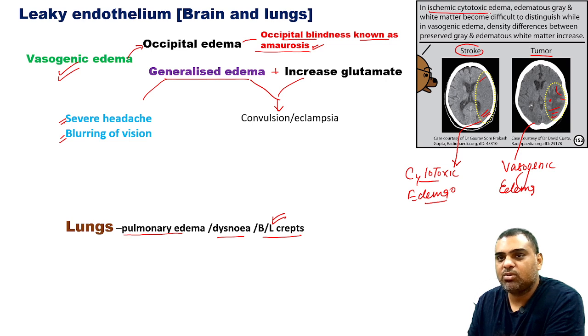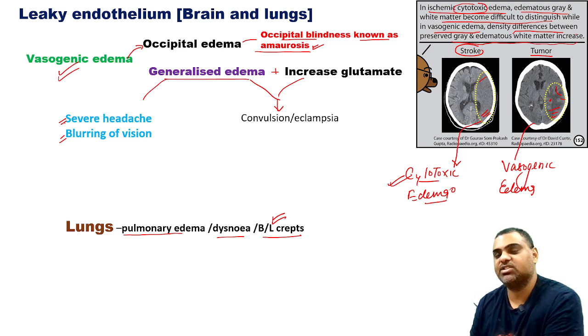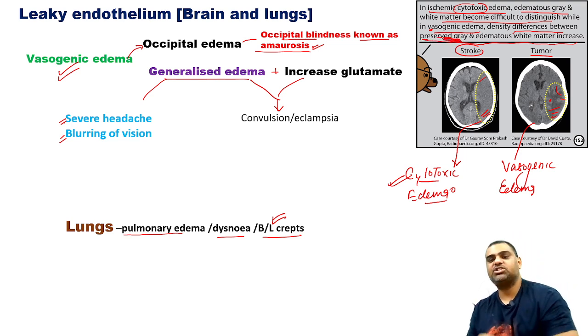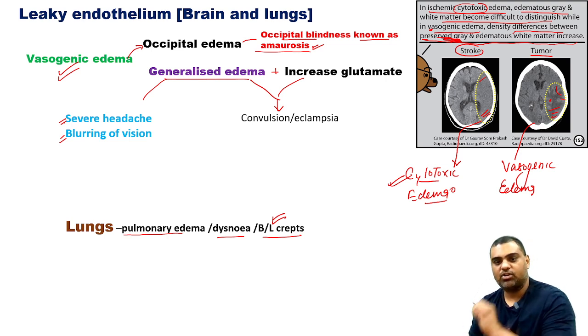So what is the result? In ischemic cytotoxic edema, edematous gray and white matter become difficult to distinguish. So see, in cytotoxic edema, it becomes difficult to differentiate between the gray and the white matter. That is what I have told you. While in vasogenic edema, which only involves the white matter, the density difference between the preserved gray and edematous white matter increases. Okay, because in vasogenic edema only white matter is involved. It says preserved gray matter. That gray matter is preserved. So this is what you will have to understand regarding this.